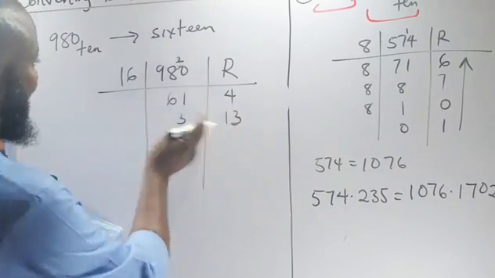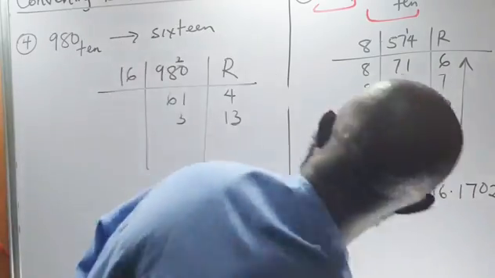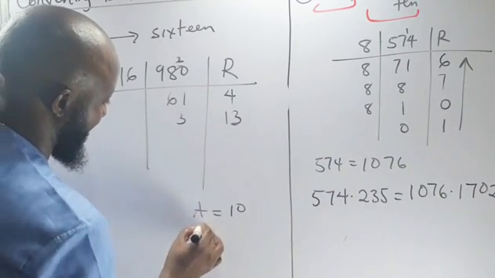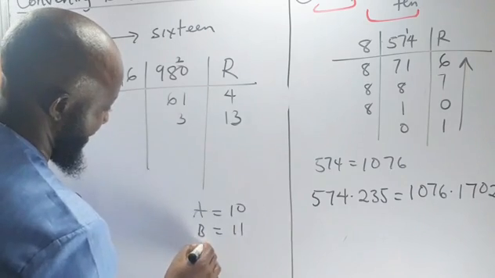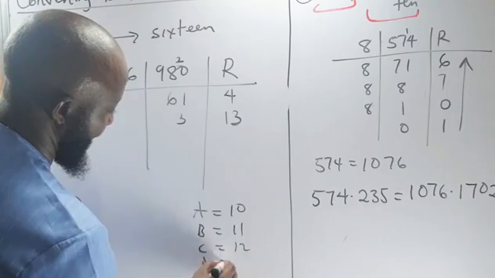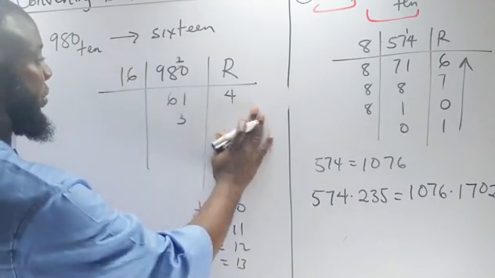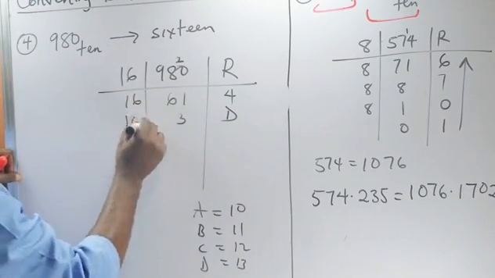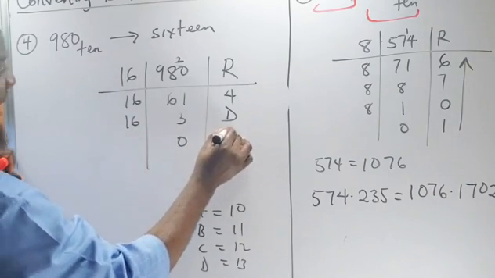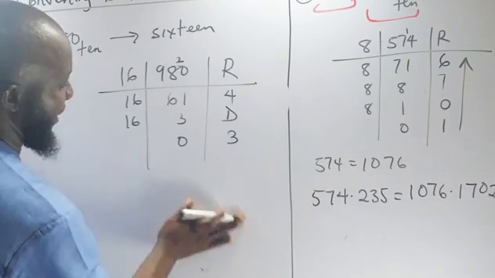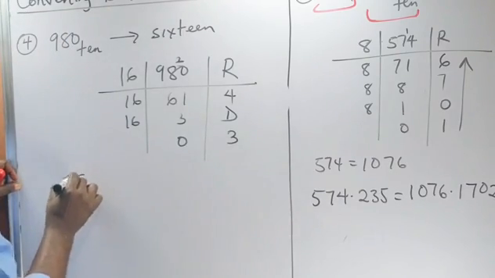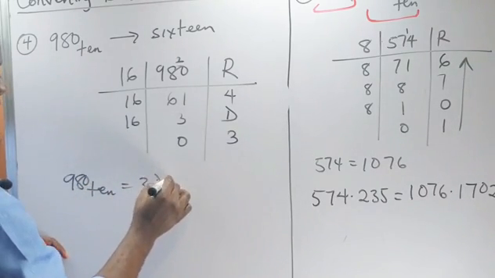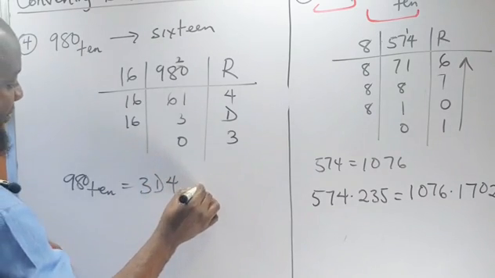No, because you can see 13 is less than 16, so we're not going to write 13 down. Don't forget, A is 10, B is 11, C is 12, and D is what? 13. So instead of writing 13 down, we put D there. So I believe I'm making sense. So 16 in 3, that is 0, remainder 3. So therefore our answer will be 980 base 10 equals 3D4 base what? 16.